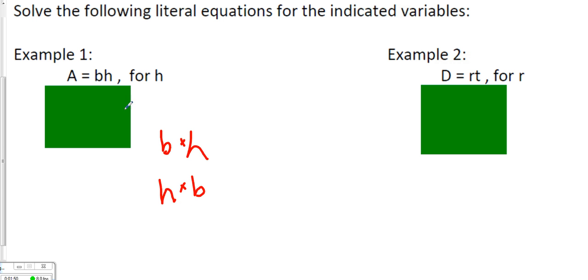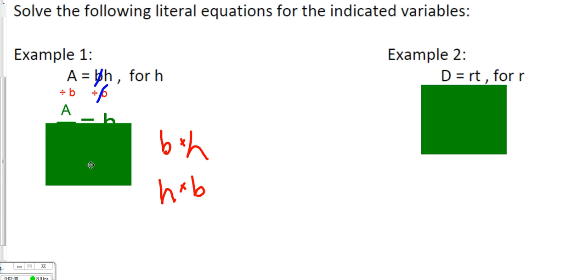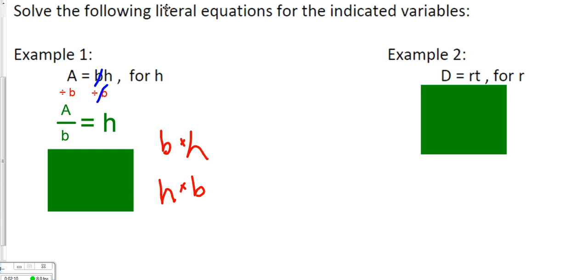So technically, if h times b is happening on this side, we can divide both sides by b to get h alone. Divide by b, that would cross out the b, so h is now alone. And on this side it just says a divided by b, which we would write like this, a over b equals h. Now that we have h all alone, this is our answer. So this was one of our more simple literal equations. You're just solving for h, trying to get h all alone by manipulating both sides.